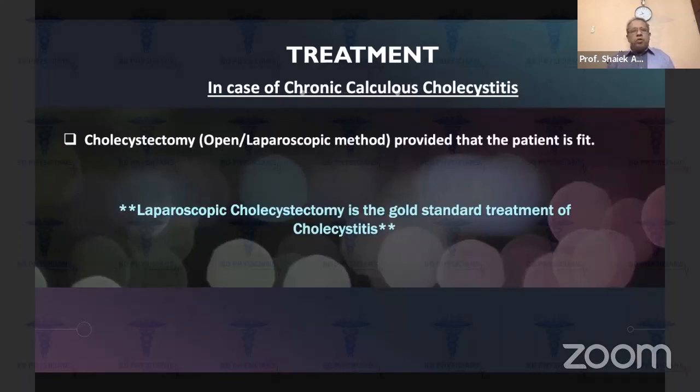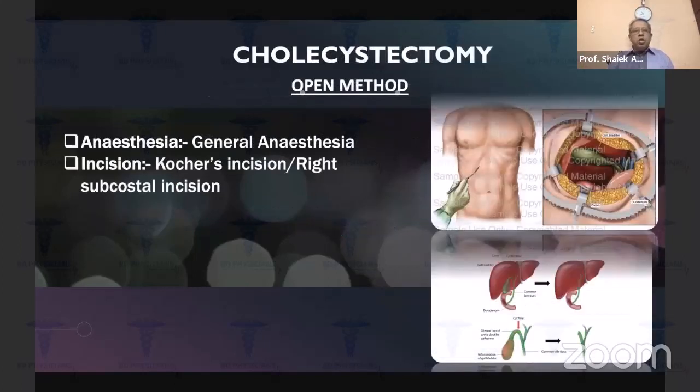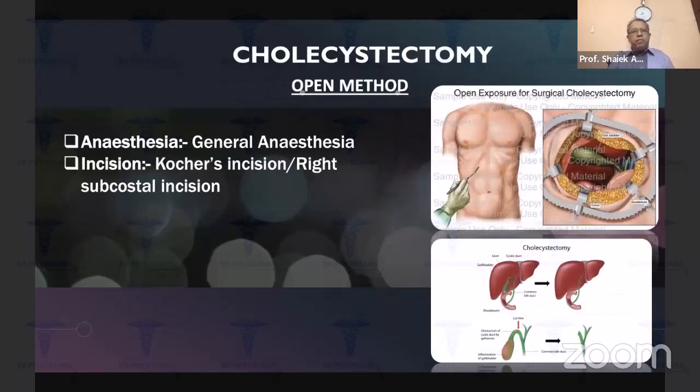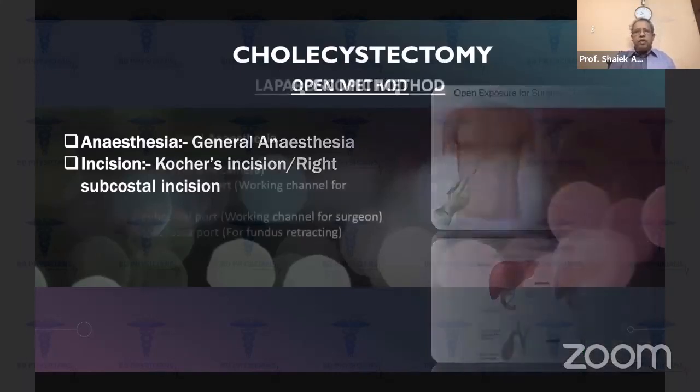In case of chronic calculous cholecystitis, the operation is cholecystectomy, provided that the patient is fit, either open or laparoscopic. Laparoscopic cholecystectomy is the gold standard treatment of cholecystitis nowadays. In open cholecystectomy, the anesthesia is general anesthesia. The incision is Kocher's incision, right subcostal, or midline incision, whatever the choice of the surgeon. Then you identify the structures, hold the neck, ligate it, divide the cystic artery, then remove the gallbladder. So these are the open methods.